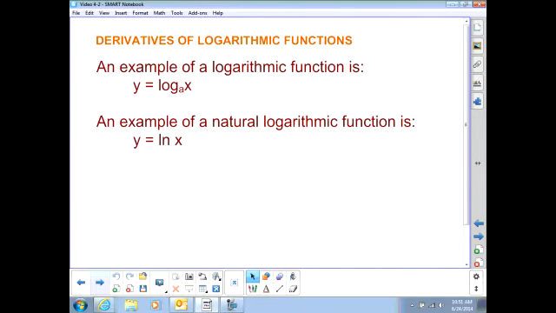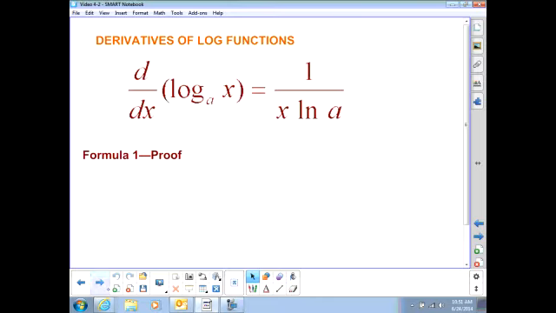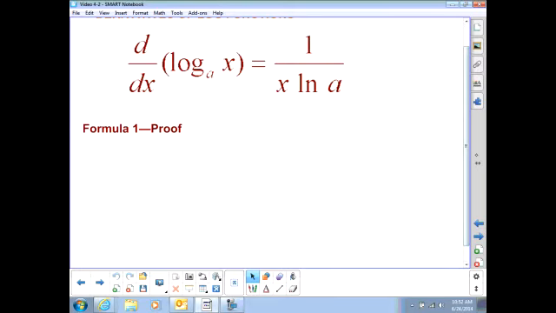So an example of a log of any base would be like y equals log base a of x, where a could be any number. Now a would have to be positive, keep in mind. And an example of a natural log would be y equals natural log of x. Now, our derivative rule for any regular old log is 1 over x times natural log of the base. And we'll show you why that is.